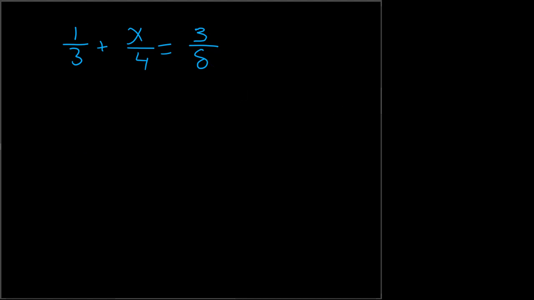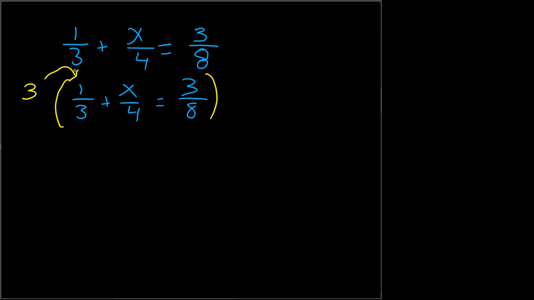Let me make my 8 actually look like an 8. And so if I want to get rid of fractions here, I'll recopy everything down here. And I'll just take each denominator one at a time. So I'll start by multiplying by 3. And so the 3 has to go to each term.